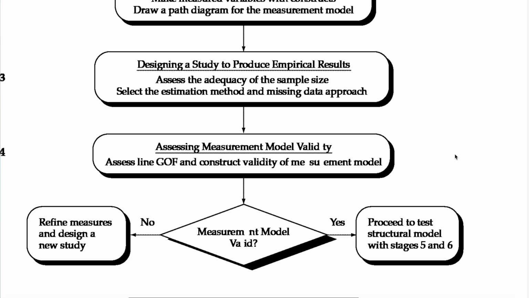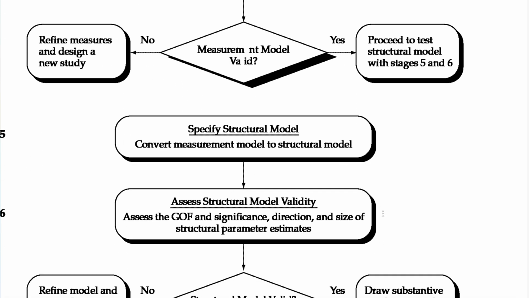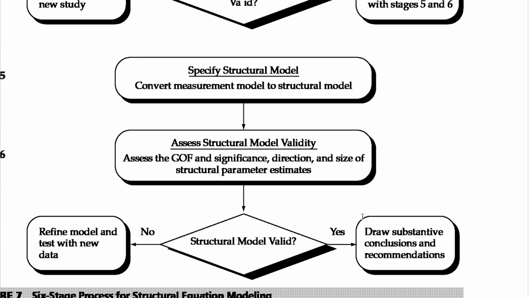Fourth, assessing measurement model validity: assessing GOF and construct validity of the measurement model. If not valid, refine the measurement and design a new study. If the measurement model is valid, proceed to test the structural model with stages 5 and 6. Stage 5: specify the structural model, converting the measurement model to a structural model. Stage 6, the last stage: assess structural model validity, assessing GOF, the significance of direct relationships and the size of the structural parameter estimates, and refine the model and test with new data.